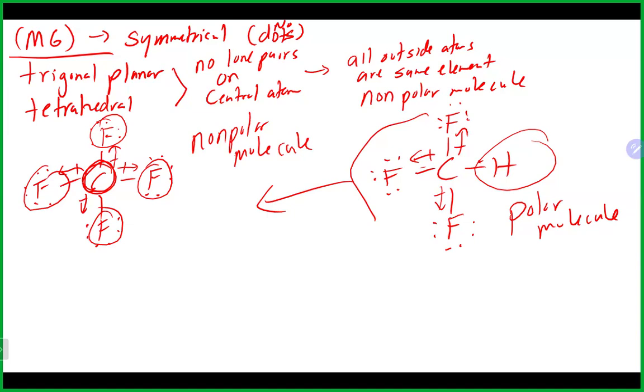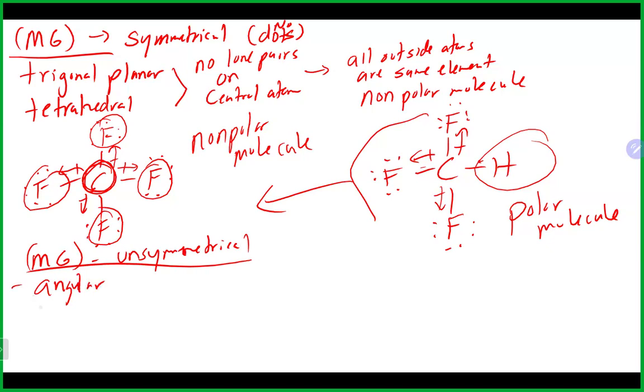So if you look at unsymmetrical geometries, that for you guys would be angular. I'm having trouble spelling it. Angular, bent, or V-shaped.